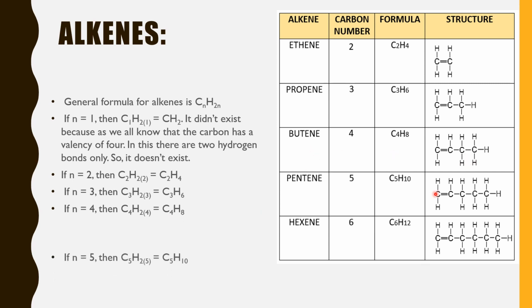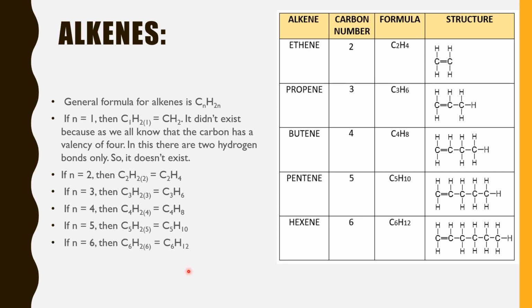Then the fifth one, n equal to 5. We put 5 in the n place, so C5H(2×5), so C5H10, it is pentene. This is the structure of pentene. Then n equal to 6, put 6 in the n place, we get C6H12, that is hexene. This is the structure of hexene.